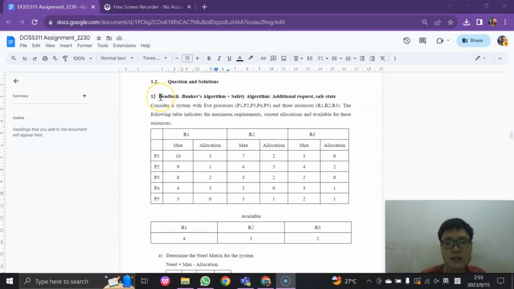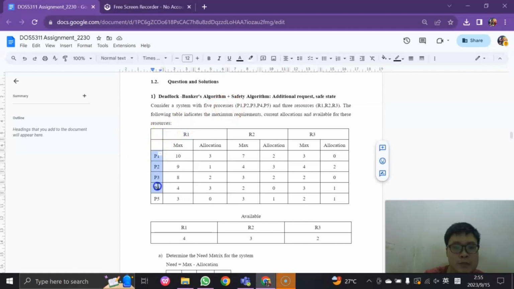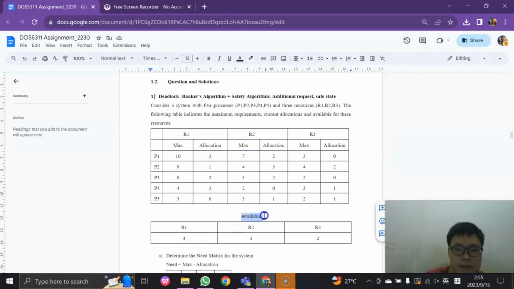Today I want to talk about deadlock, banker's algorithm plus safety algorithm. Now I want to explain a question about a safe state with additional requests. Consider a system with 5 processes P1, P2, P3, P4, and P5, and 3 resources R1, R2, and R3. The following table indicates the maximum requirement, current allocation, and available for these resources.